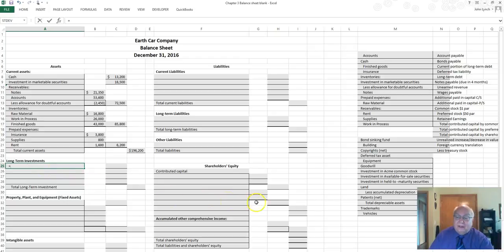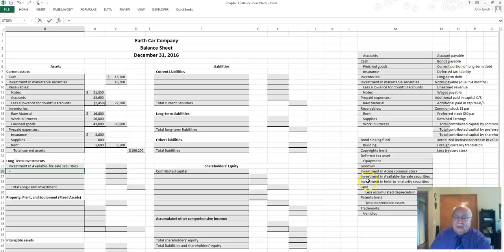So the first one will have investment in available for sale security. Now, your book may say available for sale. It could be some other ones. It could be marketable securities, long term. Later it will be that, but that may be, I think, the next class.